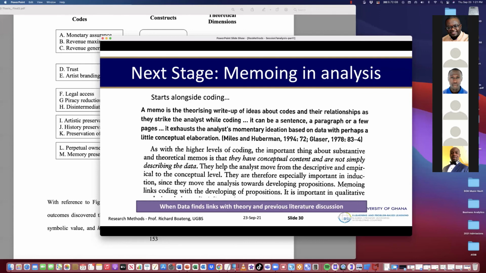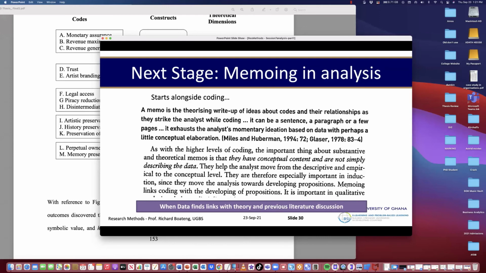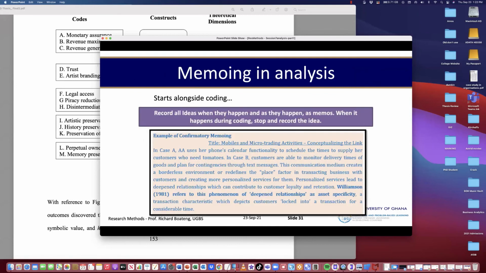So as with the higher levels of coding, the most important thing about substantive and theoretical memos is that they have conceptual content and it's not simply describing data. When they help the analyst move from the descriptive and empirical to the conceptual level, they are therefore especially important in induction, since they move analysis towards the developing of propositions. Propositions are the findings that we saw at the end. So when data finds link with theory or previous literature, we call it a point of ideation, where you memo.